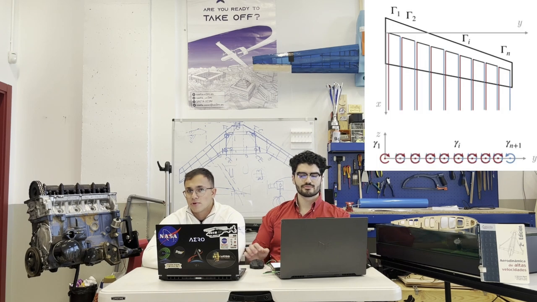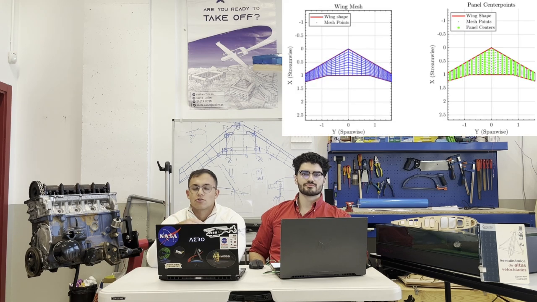Now, on the other hand, the vortex lattice method will simplify the geometry further by modeling the wing as a series of bound vortices, which will be connected by their trailing vortices. This will calculate the lift by enforcing boundary conditions at the control point of each of the panels, and this control point was located at the center of each of those panels.